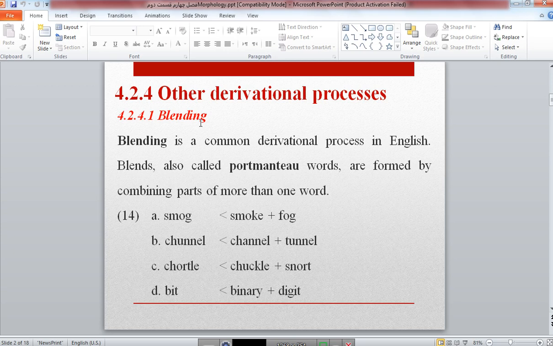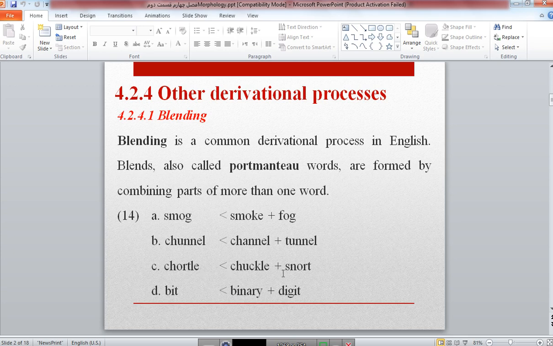Blending is a common derivational process in English. Blends, also called portmanteau words, are formed by combining parts of more than one word. Speakers may be aware that a word has been formed via blending, as for example, we have some examples here. Look at the example for smog. It consists of two words, smoke and fog. Channel consists of two words, channel and tunnel.